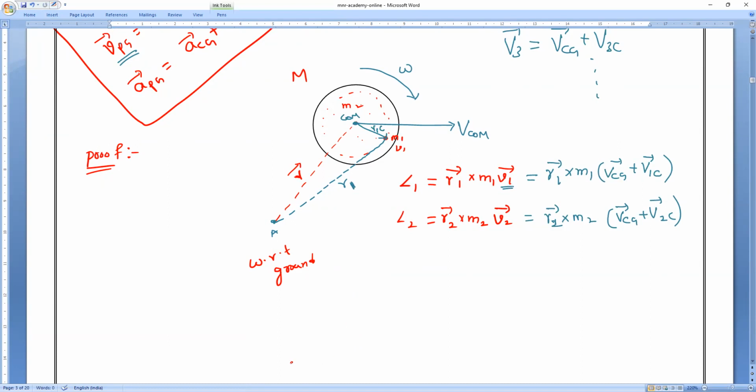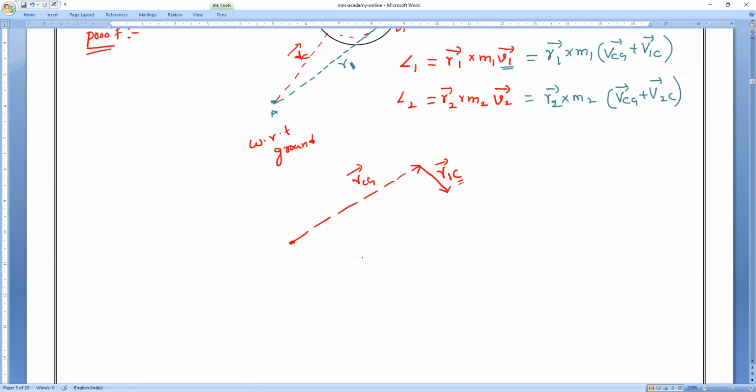In vector addition, this is the one vector I have taken. It is the following arrow. Vector addition, you have to remember. This is RC with respect to ground. And this is R1 with respect to center. This is RC with respect to ground. This is R1 with respect to center.